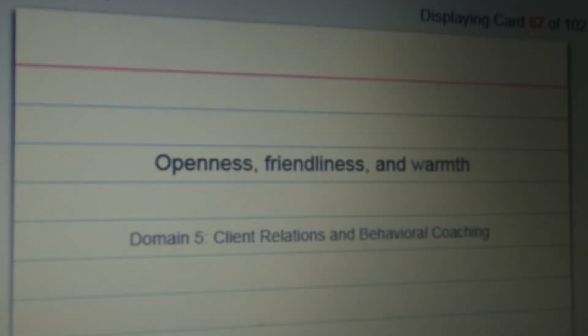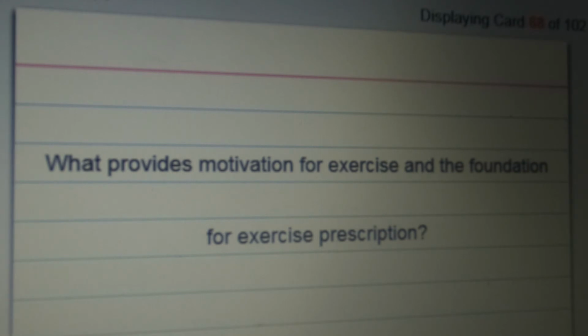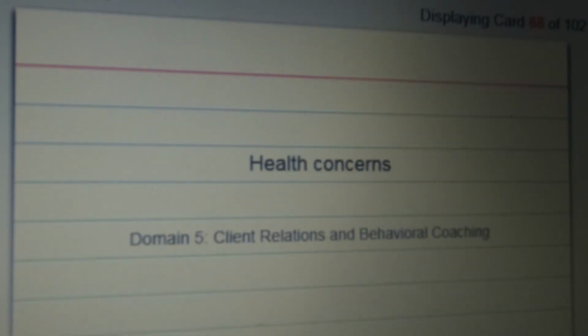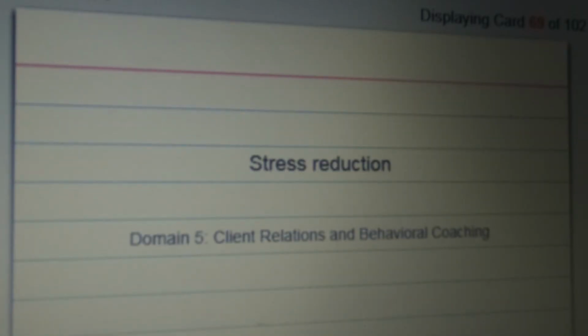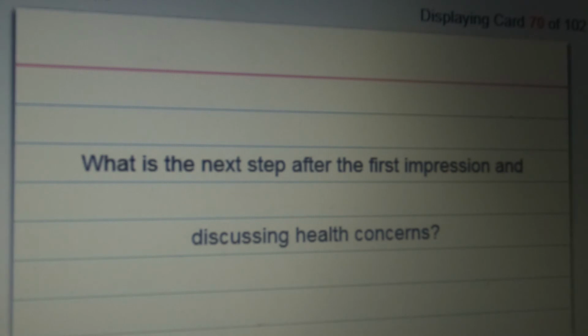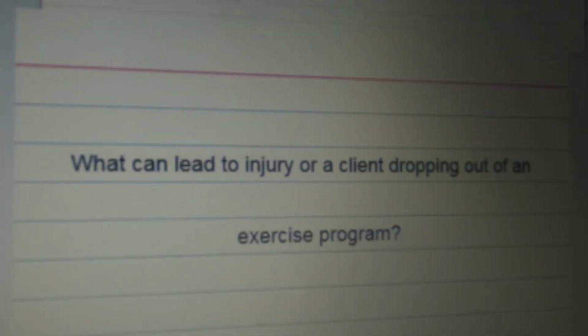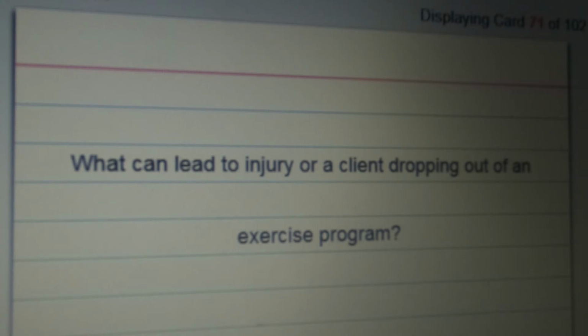Body language should always display a sense of what 3 characteristics? Openness, friendliness, and warmth. What provides motivation for exercise and the foundation for exercise prescription? Health concerns. What is one primary reason a person sticks to an exercise program? Stress reduction. What is the next step after the first impression and discussing health concerns? Clarifying goals.